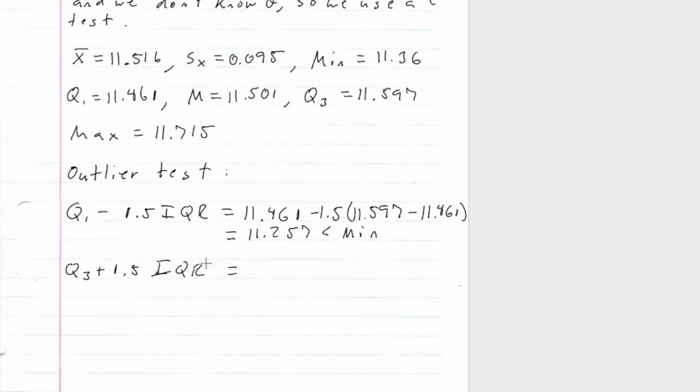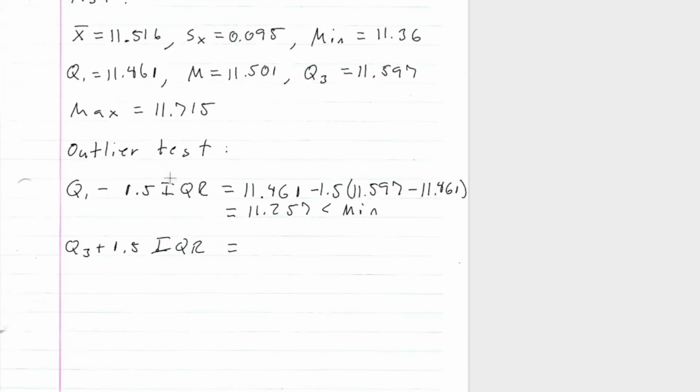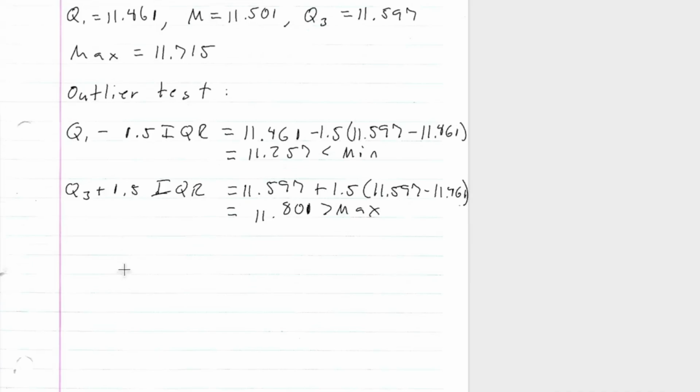Now let's check the right side. So that's going to be 11.597 plus 1.5 times 11.597 minus 11.461, right? And this is equal to 11.801, which is bigger than the max. So there are no outliers on the right either. So this implies there are no outliers.